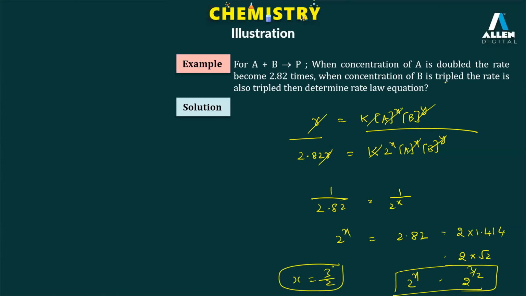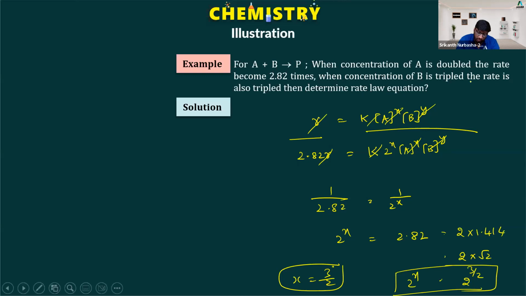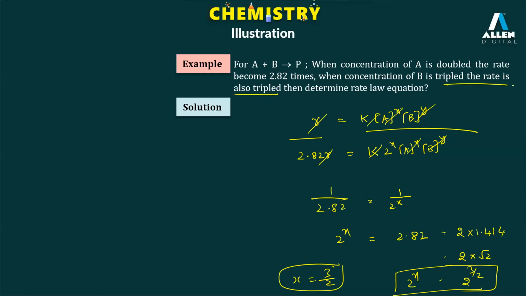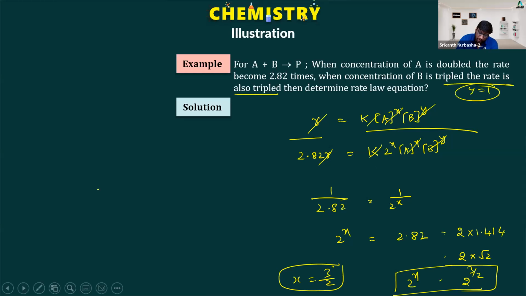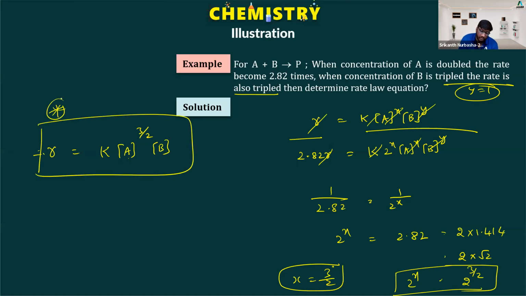And when the concentration of B is tripled, the rate of reaction is also tripled. Then what is the order? Y is equal to 1. X is equal to 3 by 2. So the rate law equation is R is equal to K into concentration of A power X, where X is 3 by 2, into concentration of B power Y, where Y is 1. Right? Yes, sir. Yes, very good.